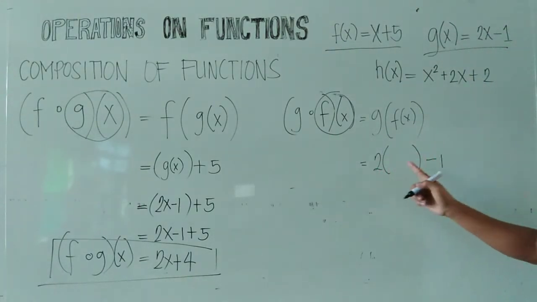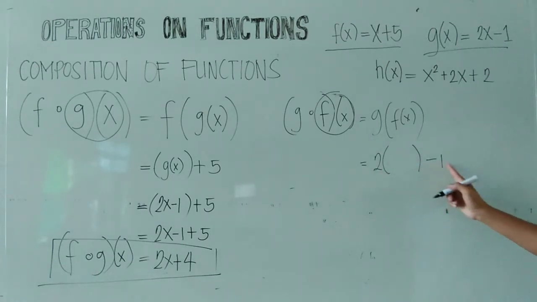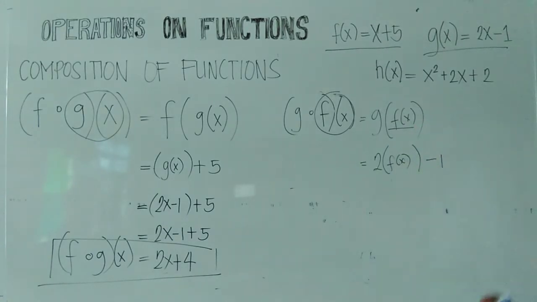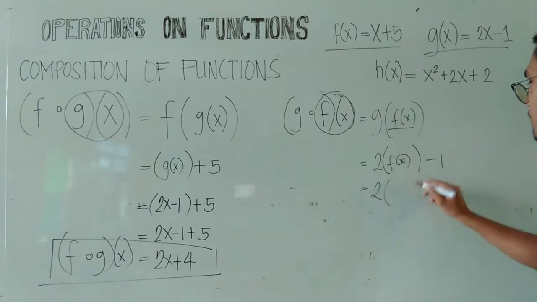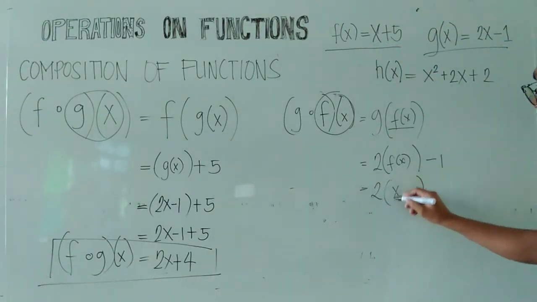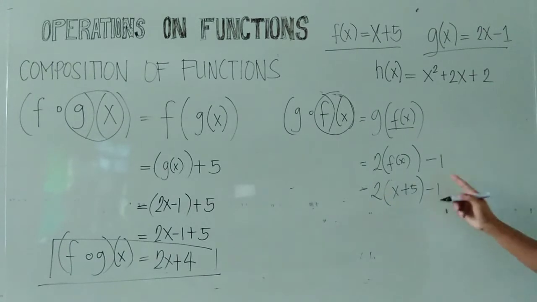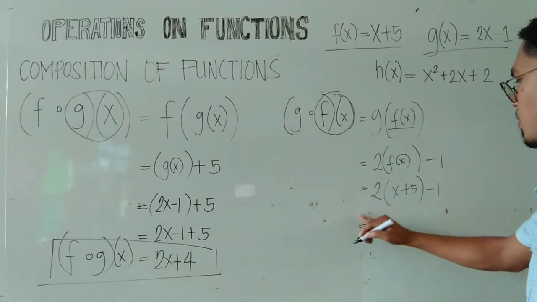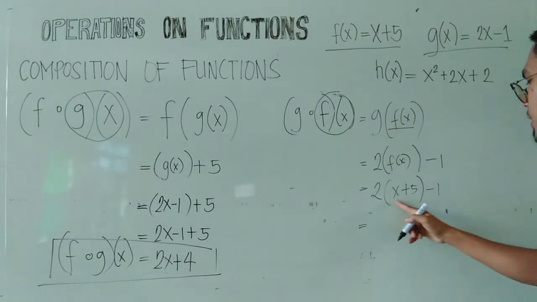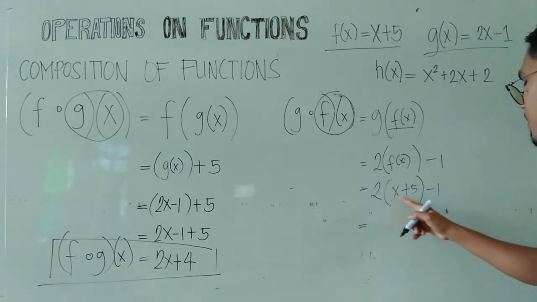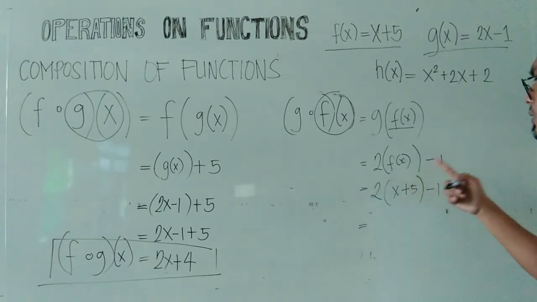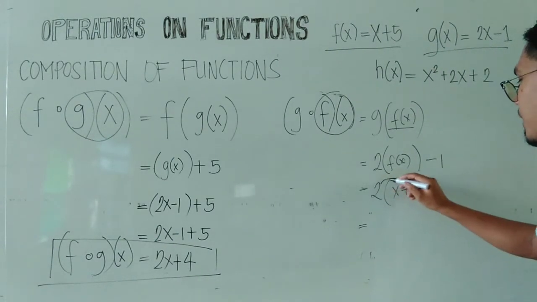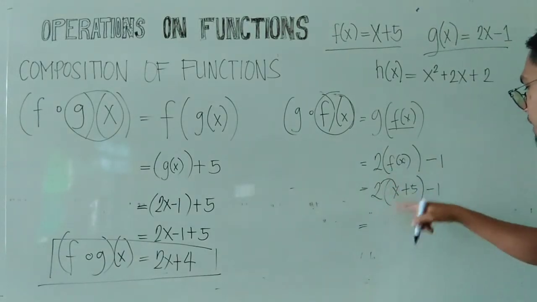So instead again of writing x for g of x is 2x minus 1, we'll write parentheses and input f of x. Continuing, we have 2 times the quantity of f of x, which is equal to x plus 5, and copy your constant negative 1. Then, PEMDAS. We don't have any operation inside the parentheses, since x plus 5 cannot be operated on, and we don't have any exponent in here.